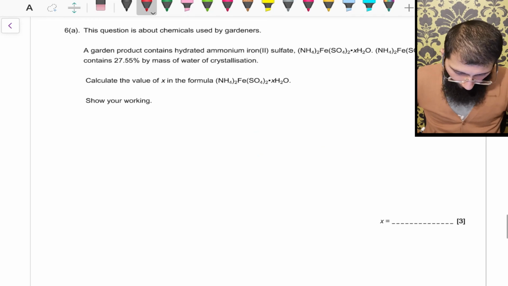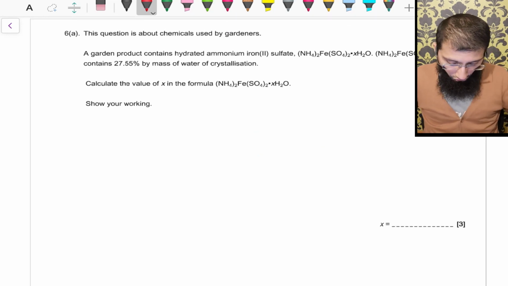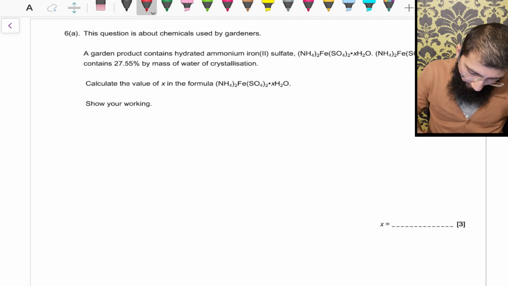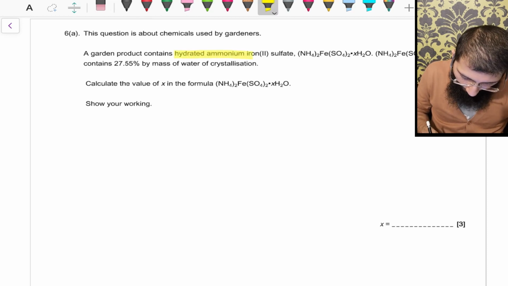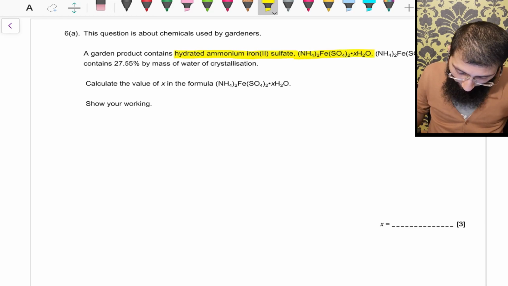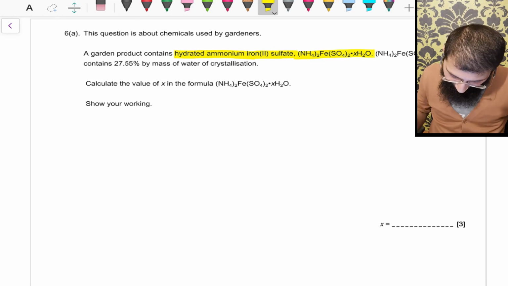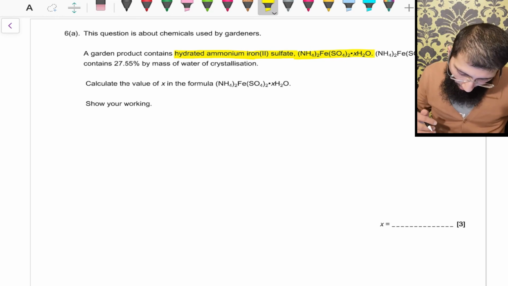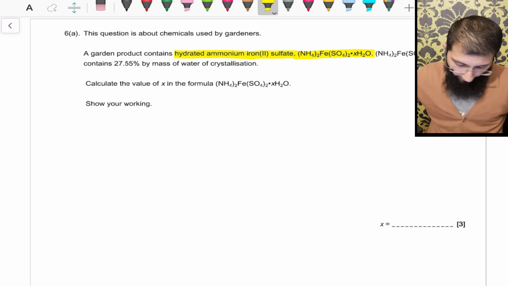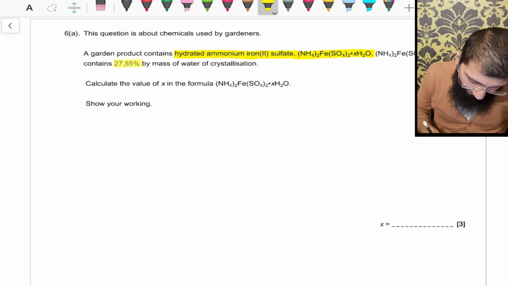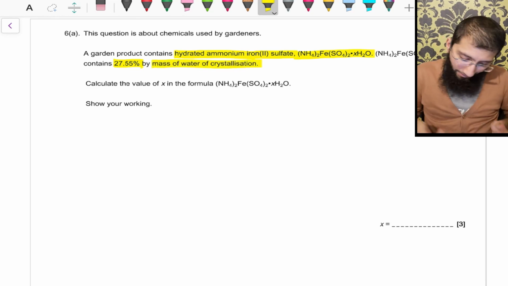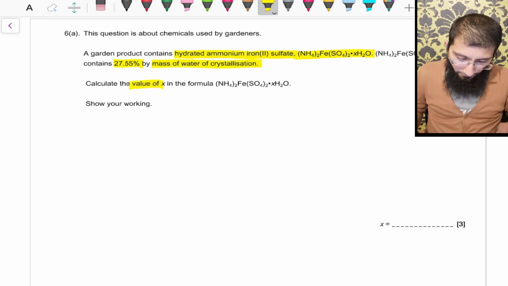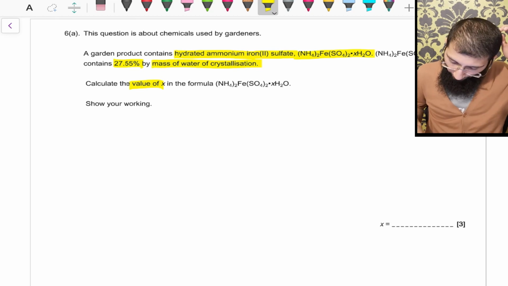Okay, moving on to the last question, 6, and you're told that this question is about chemicals used by gardeners. You're told that a garden product contains hydrated ammonium iron(II) sulfate, which has this ridiculously long formula. You're told that this hydrated ammonium iron(II) sulfate contains 27.55% by mass of water of crystallization. Calculate the value of X in this formula. Show your working out, and this is a 3-marker.